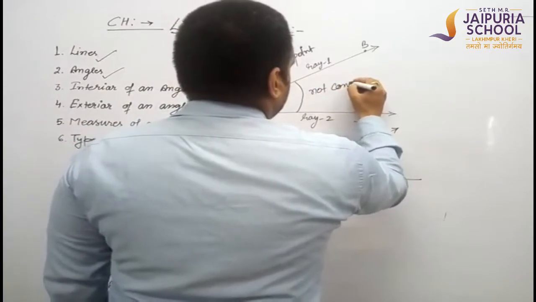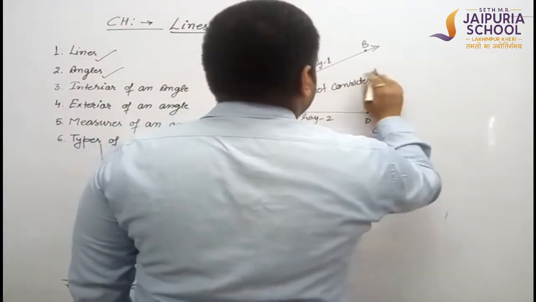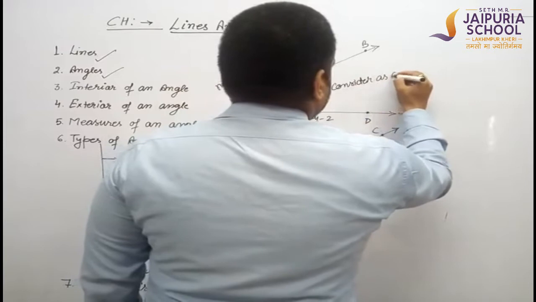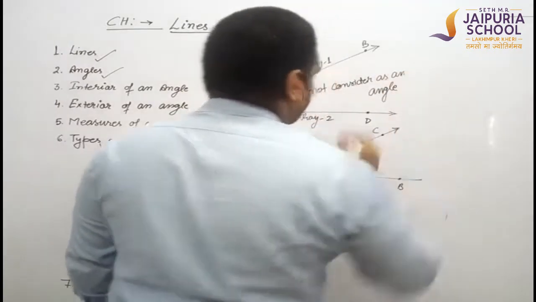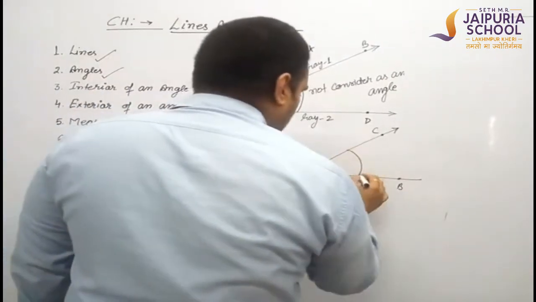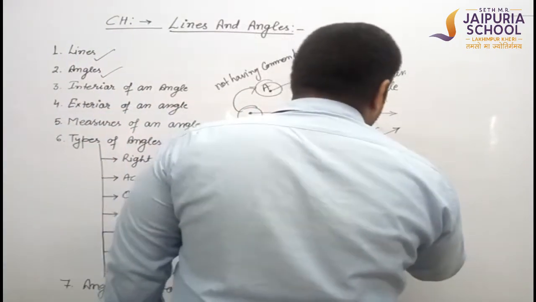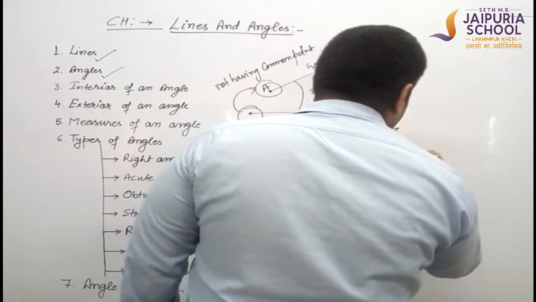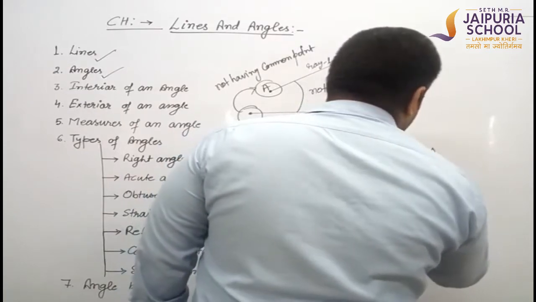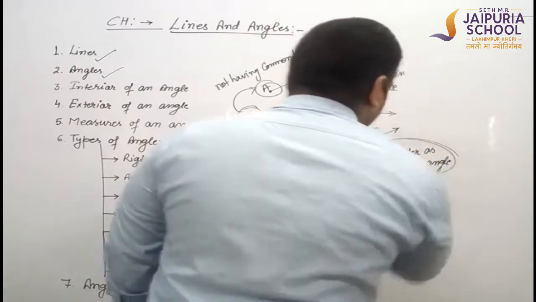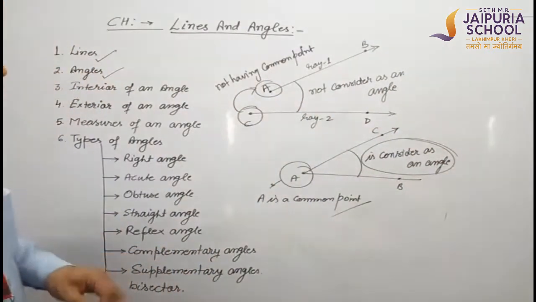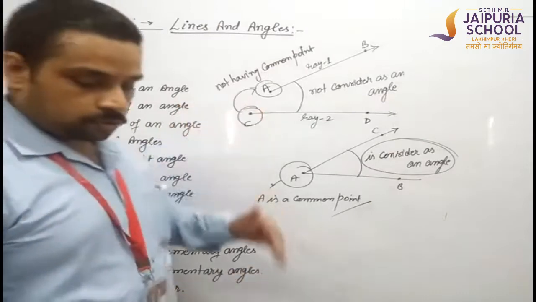but this gap is considered as an angle. So what is the definition of angle? The definition of angle is a gap between two rays.